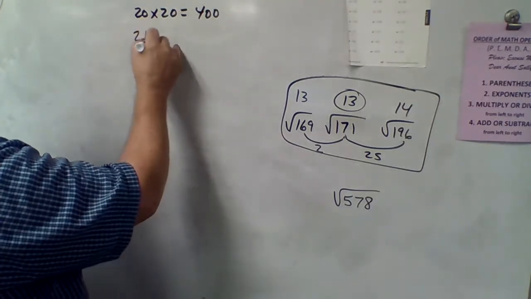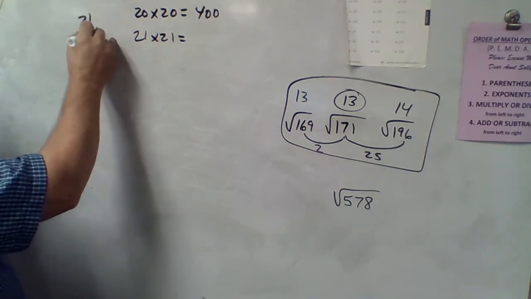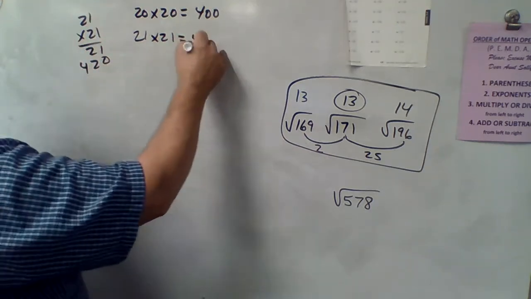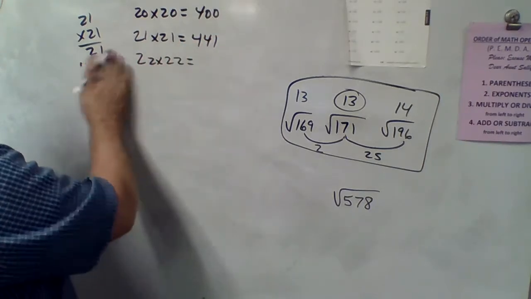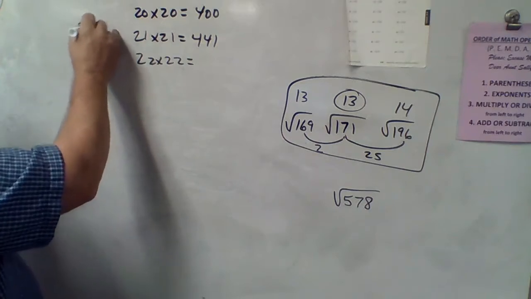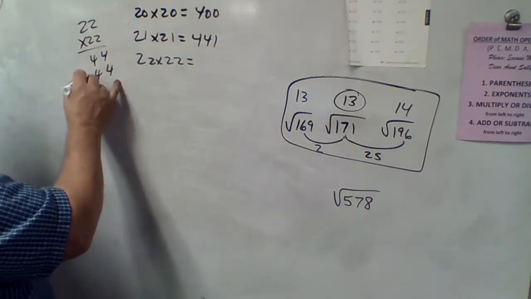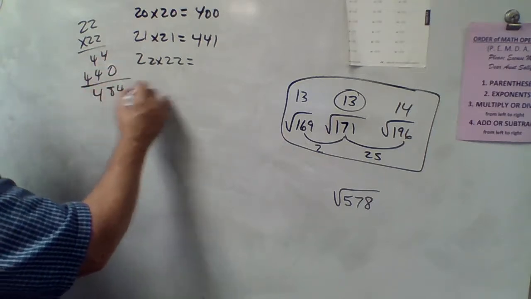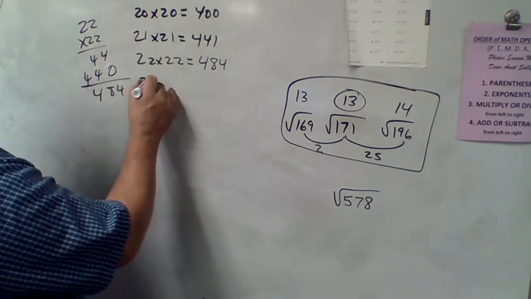Do I know what 21 times 21 is? No, I don't. So I'm going to do the math. Let's see what we get. I get 441. What's 22 times 22? I don't know. Okay, it's 484. So we're getting close to that 578, but we're not there yet.